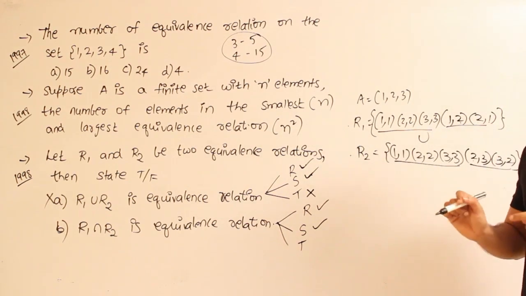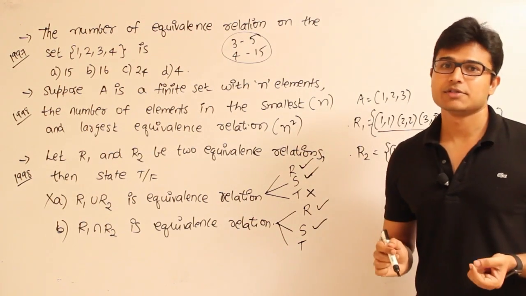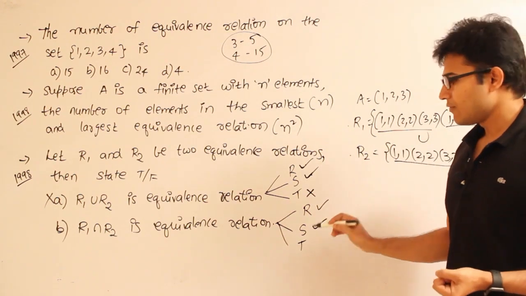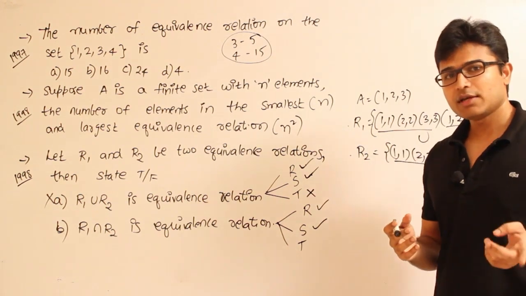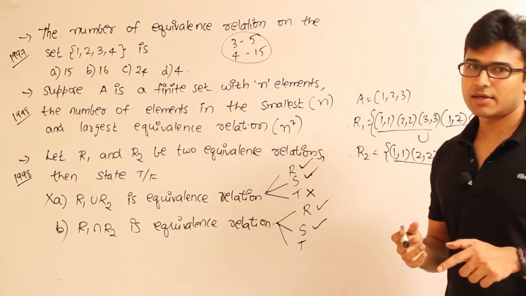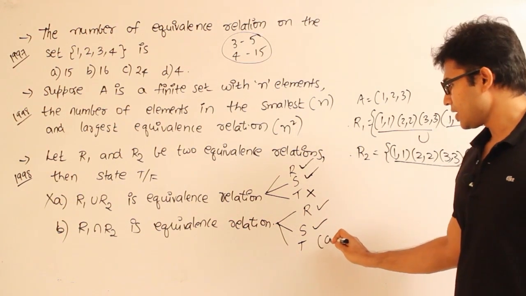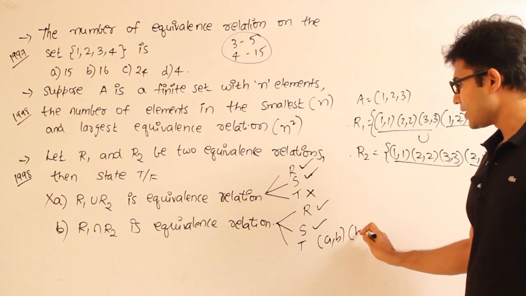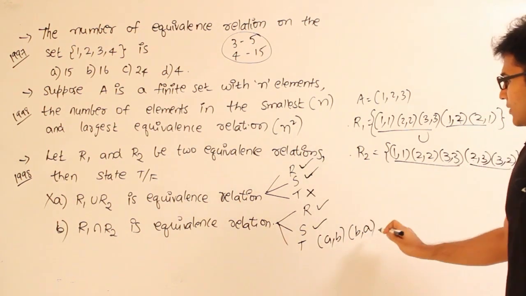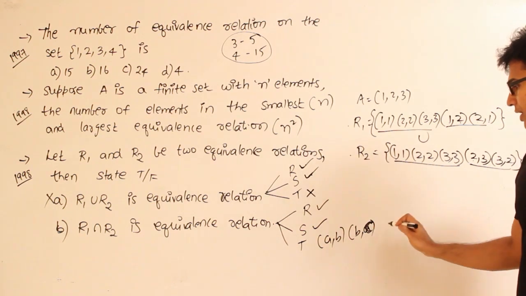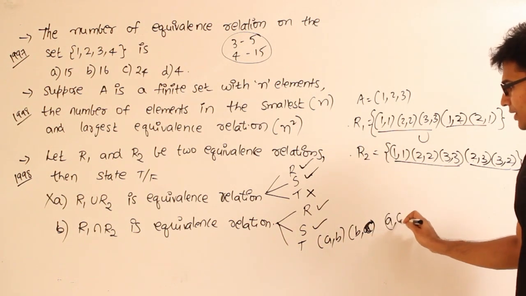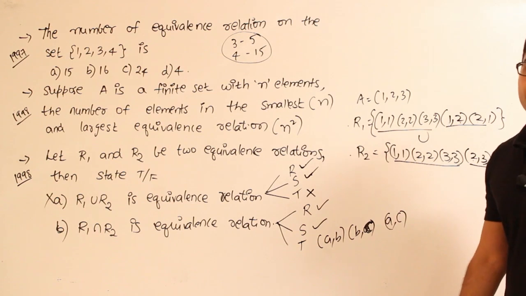So will the intersection of two transitive relations be transitive? Now let's think about it. When will it not be transitive? If you get (a,b) and (b,c) in the intersection, and if you don't get (a,c), then it fails to be transitive.